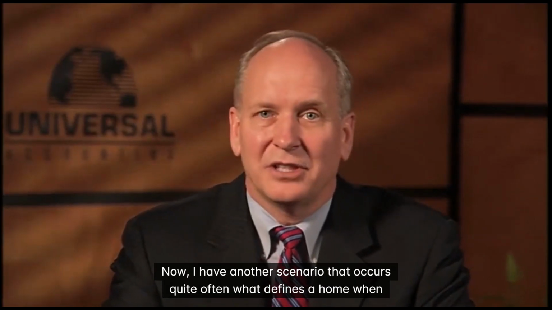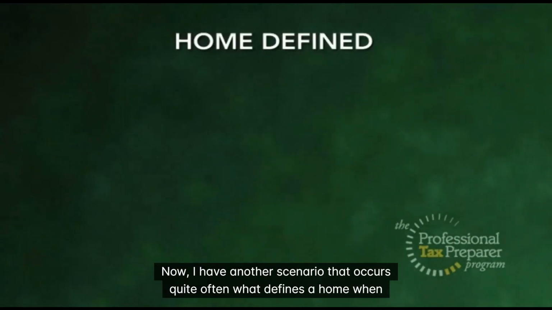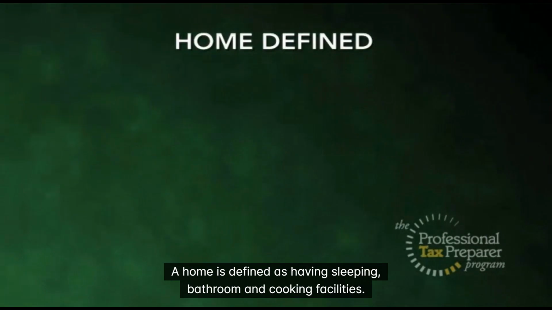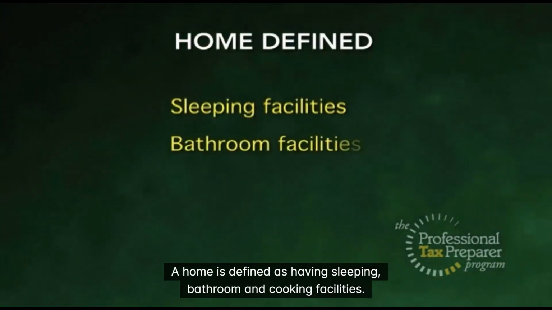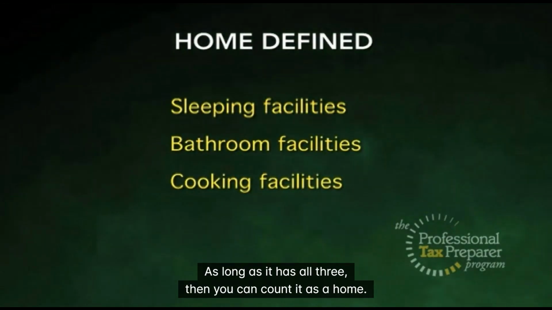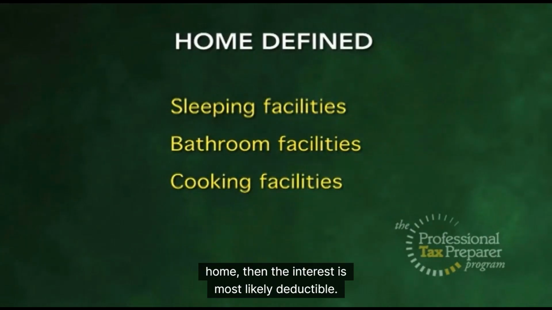Now, I have another scenario that occurs quite often. What defines a home when considering the mortgage interest deduction? A home is defined as having sleeping, bathroom, and cooking facilities. As long as it has all three, then you can count it as a home. So if the taxpayer has a loan on a motorhome, then the interest is most likely deductible.